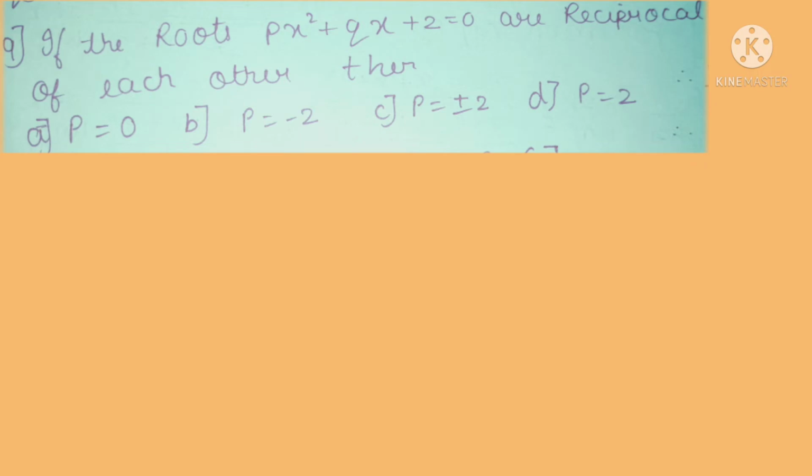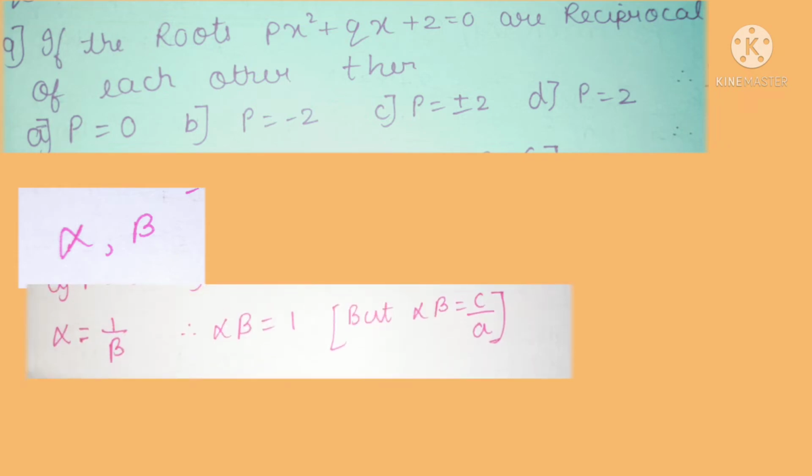The ninth main question: if the roots of px squared plus qx plus 2 is equal to 0 are reciprocal of each other, then certain options are given. Over here we take one root as alpha and the other root as beta. In the question they mention the roots are reciprocal to each other, so alpha is reciprocal to beta, because alpha and beta are the roots. So alpha is equal to 1 by beta, then alpha beta is equal to 1. But we know that alpha beta is equal to c by a, so c by a is 2 by p is equal to 1. So we got the answer p is equal to 2, and the option will be D.